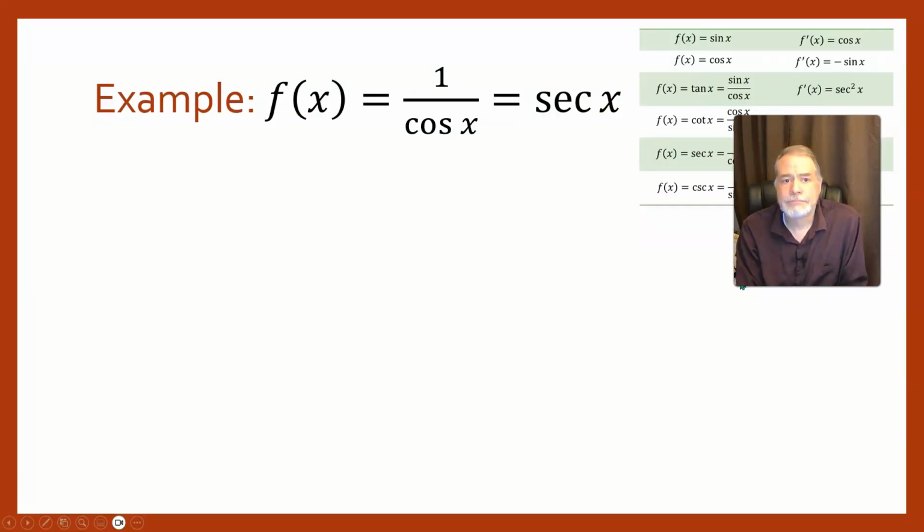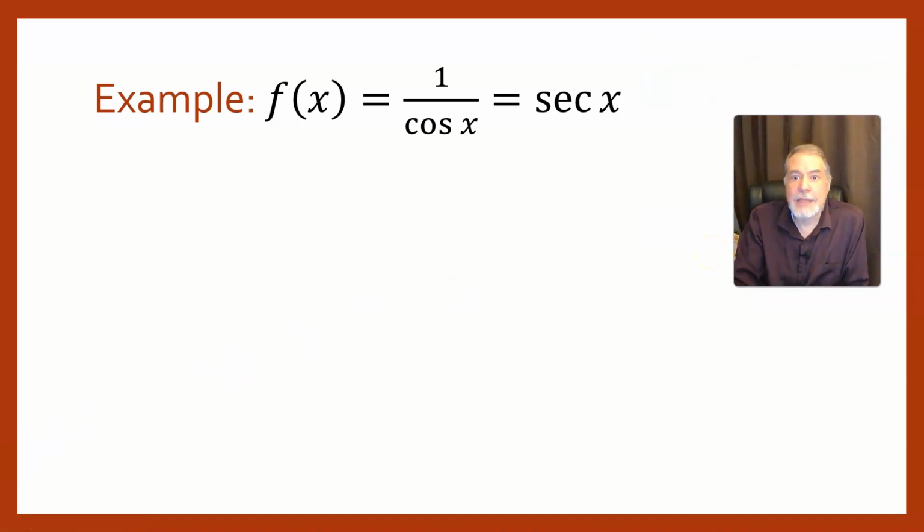So let's derive, that is, let's figure out what the derivative of the secant function would be, because we can write secant of x as 1 over cosine of x. And we already have a rule for what the derivative of cosine of x is, and we have the quotient rule that we can use on something over something else, so we should be able to figure out what the derivative of 1 over cosine x is.